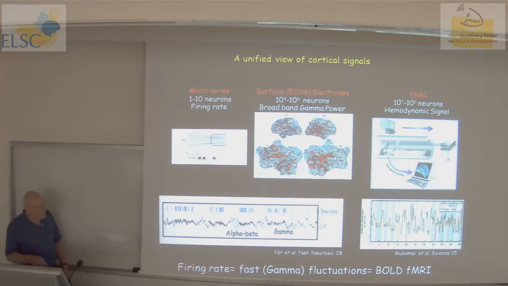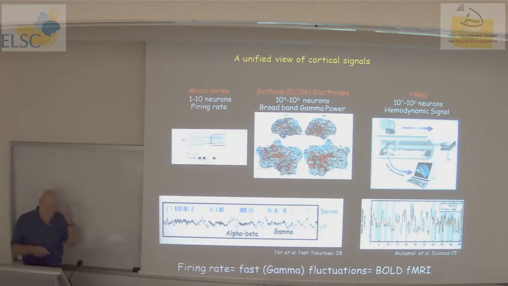And the final signal that most of the talk will be focused on is the fMRI BOLD signal. This is a hemodynamic signal, but it is coupled. We argued, and I think as a first approximation, the fMRI signal can be treated as if it is the average firing rate within the voxel, the volume element that we are measuring with MRI.